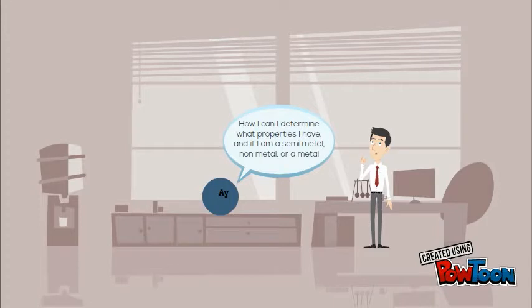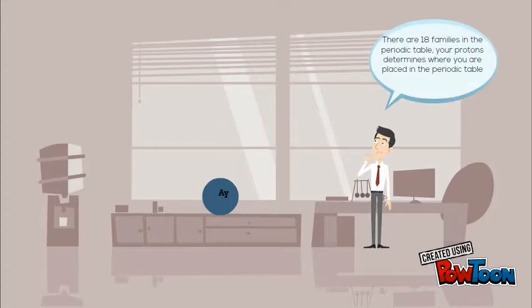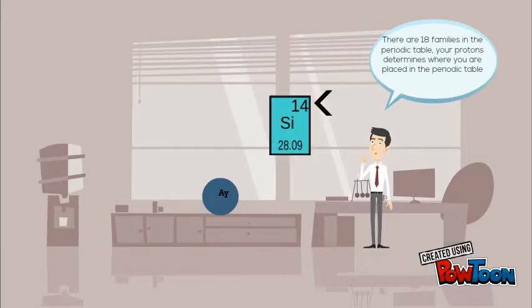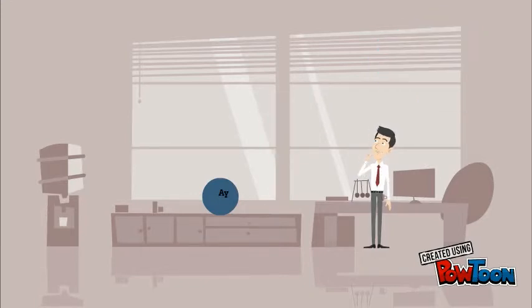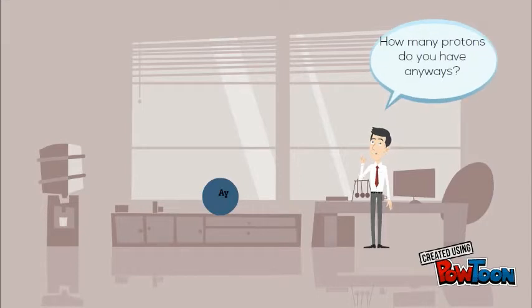How can I determine what properties I have, and if I am a semi-metal, a non-metal, or a metal? There are 18 families in the periodic table. Your protons determine where you are placed in the periodic table. How many protons do you have anyways? Well, I have 135 protons.